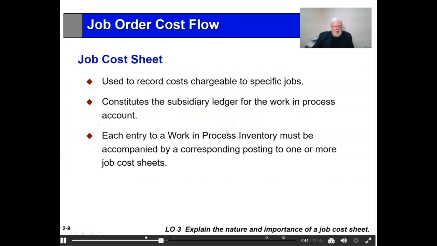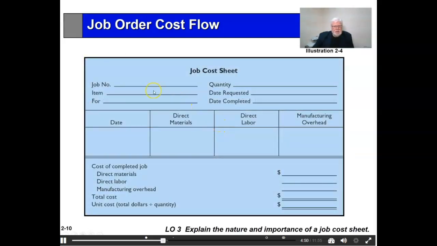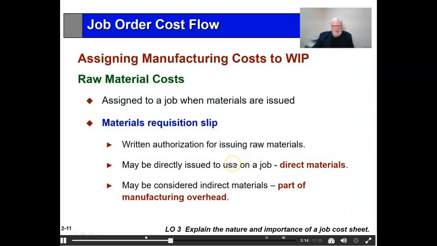Now, how do we keep track of these costs? We use a job order cost sheet. And it looks simply like this. We put the job number, item, quantity, and date required, and this job sheet goes with the job. So somebody will requisition some direct materials, and it would go on this material sheet. Then they would keep track of the labor, and then the accountant will assign the overhead when the job is finished, and we get the total cost of the completed job down here.